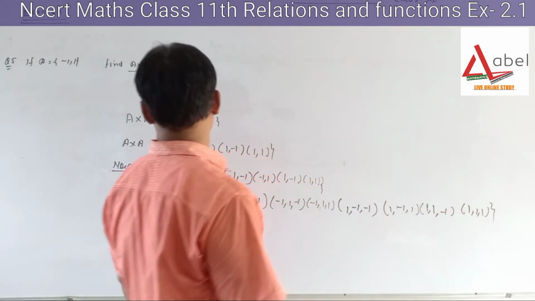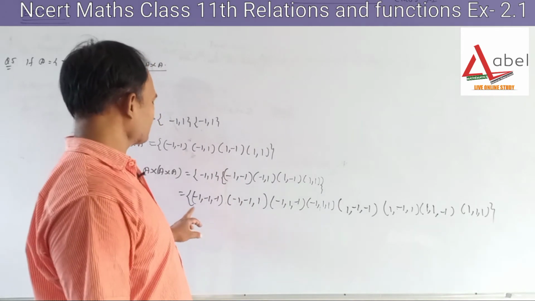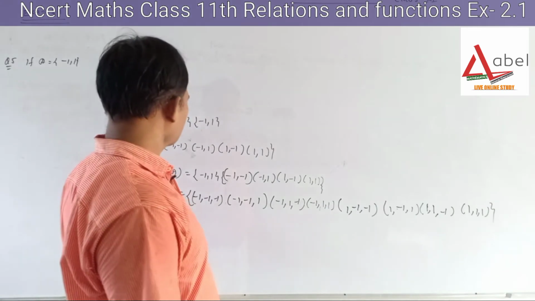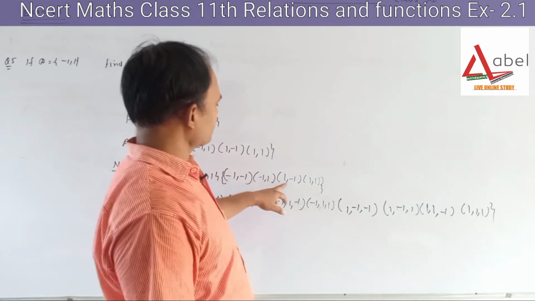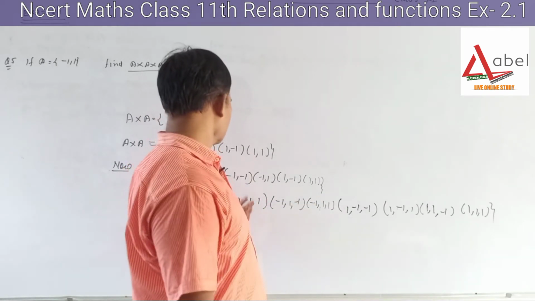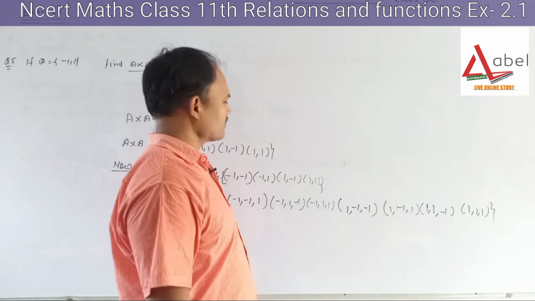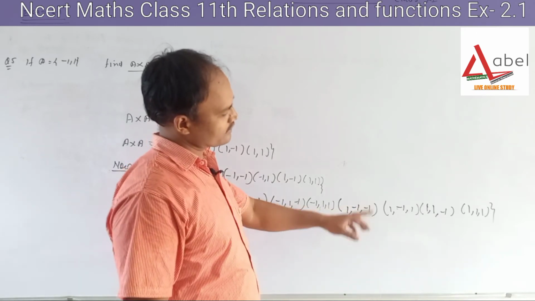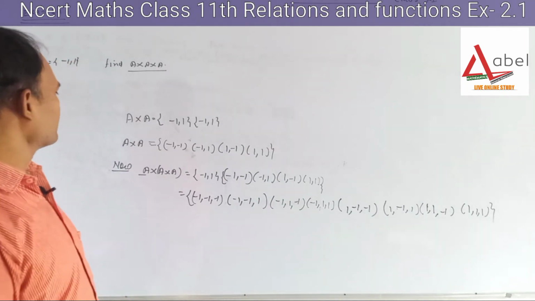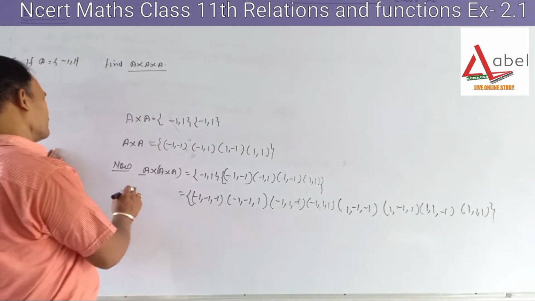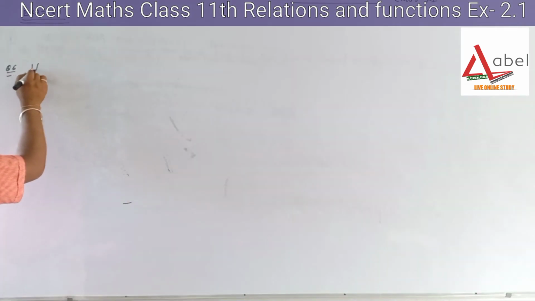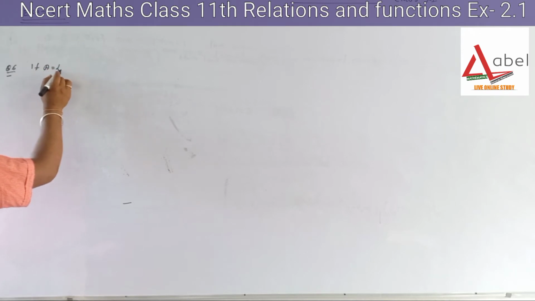So what are the elements? The elements are 1, 2, 3, 4, 5, 6, 7, 8. Just look here, there are 4 from -1 multiplied by this, and when we multiply by 1, it is another 4, so it is 8 elements in all. Okay, so it is completed. Now it is A cross A cross A, so it is your answer.